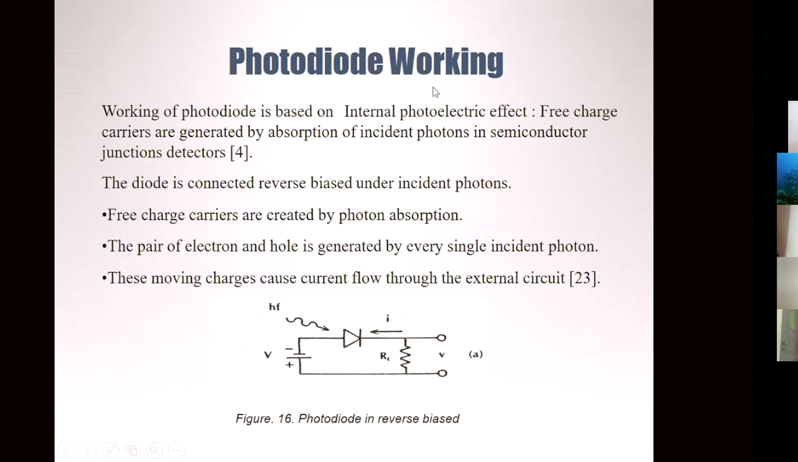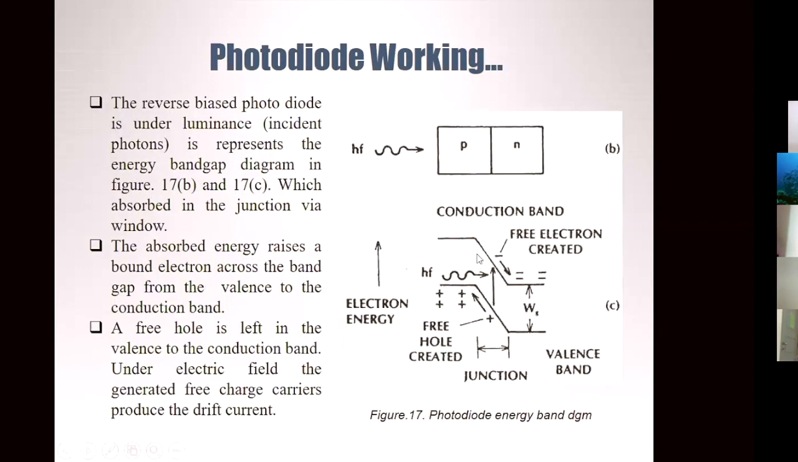The working of the photodiode is based on the internal photoelectric effect. Free charge carriers are generated by absorption of incident photons in semiconductor junction detectors. Normally the diode is connected in reverse bias. The photodiode works only in reverse bias condition. When it works in reverse bias condition, normally a minor current that is called dark current or drift current flows across the P-N junction.